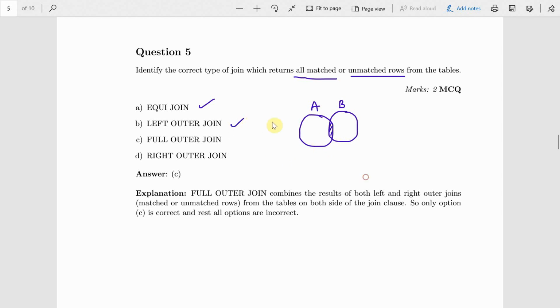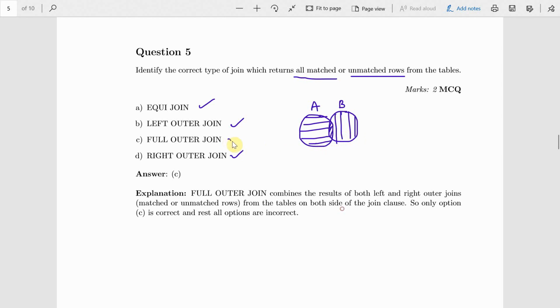If I say left outer join, it will give you matching rows as well as non-matching rows in the left side table. Suppose A left join B, we get matching rows as well as non-matching rows in A in the output. When it comes to right join, suppose A right join B, you can see all matching rows, this part, along with non-matching rows in B. This part also you can see in the output.